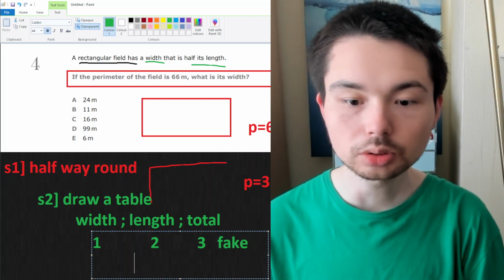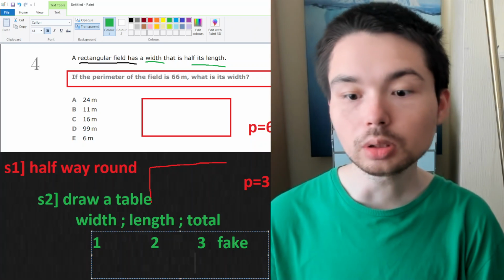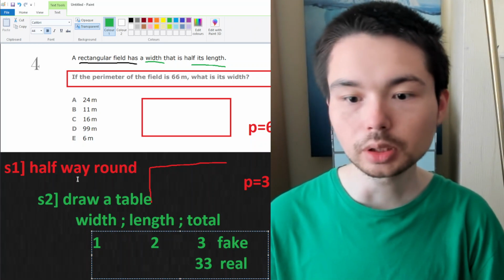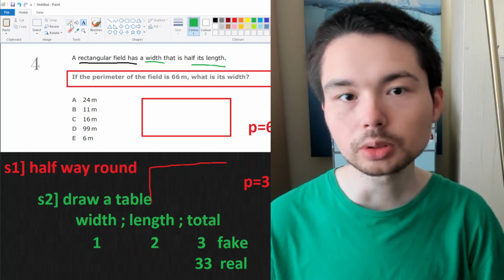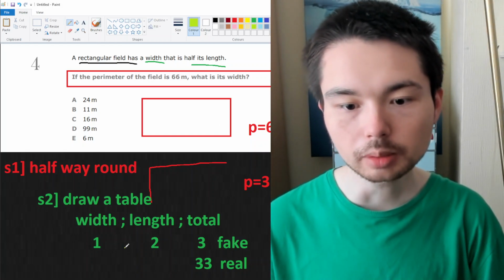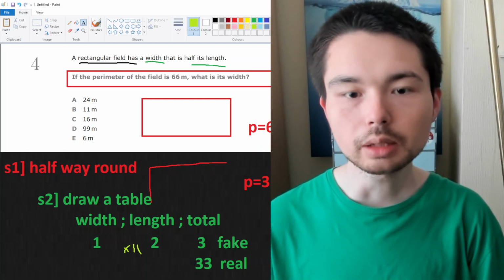If you're my student, you know I've written this kind of table so many times. Now what's the real total? Look, it's 33. All we care about is halfway round. How do we go from 3 to 33? Well, that's what maths is all about. How you go from one number to another. You need to times by 11. We do the same thing here. Times by 11 for each number. So we get 11 and 22.